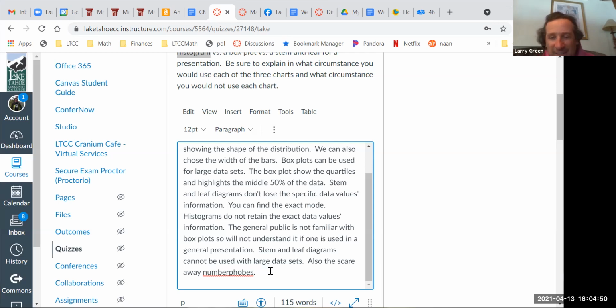Now, that doesn't mean if someone's a tiny bit number phobic, they're going to shut down. But if they're very number phobic, they will. But again, this is a paragraph. There are lots of things you can say. I'm not saying you all have to have word for word what I wrote, but I wanted to show you some of the pros and cons of a box plot, a stem and leaf, and a histogram.